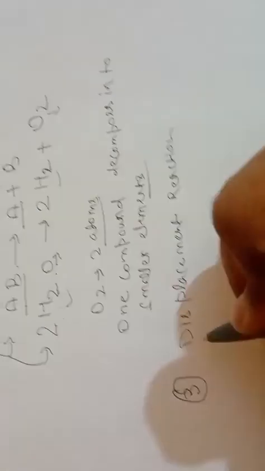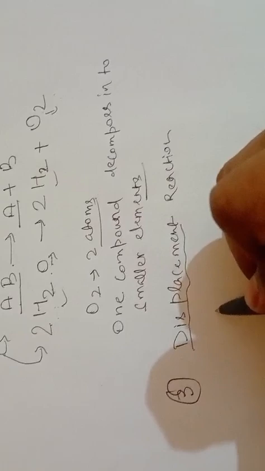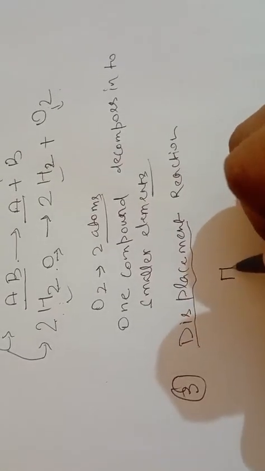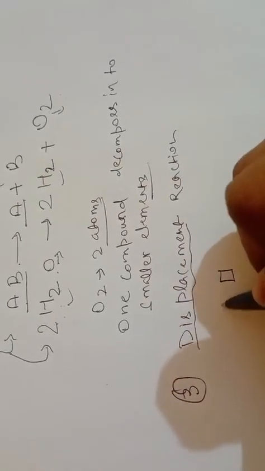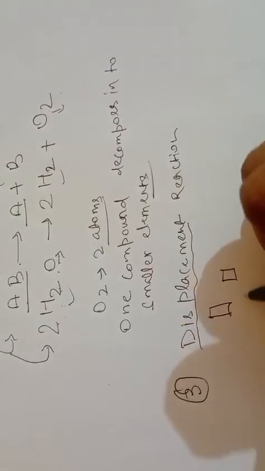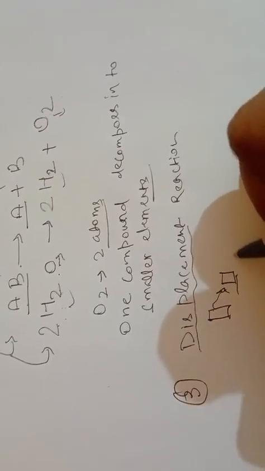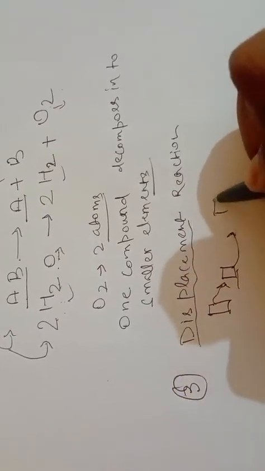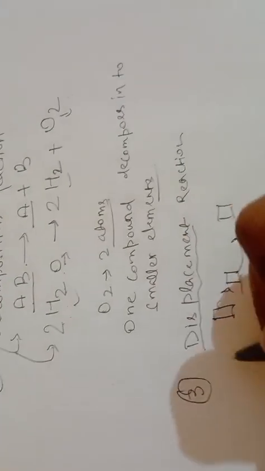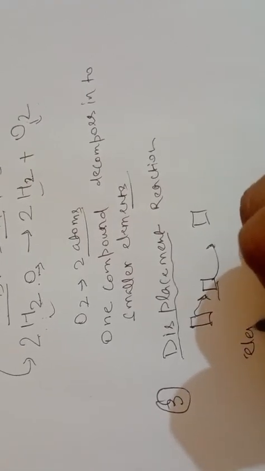So displacement, that is, it displaces. Displaces means, suppose here we have some small object, here some bigger object. So if we put a bigger object here, then it displaces the small object to another place. Same as in a chemical reaction, the element which is more reactive.